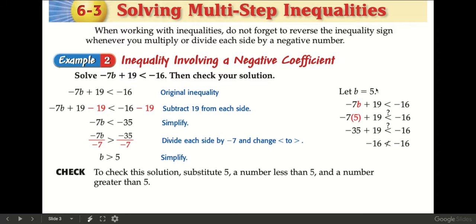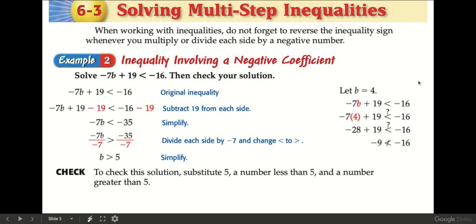So what if we said b was exactly equal to 5? Let's test it in the inequality, right? Put 5 in. Negative 7 times 5 is negative 35. Negative 35 plus 19 is negative 16. Is negative 16 less than negative 16? The answer is no. So obviously b cannot equal 5, which obviously falls in line with our answer there.